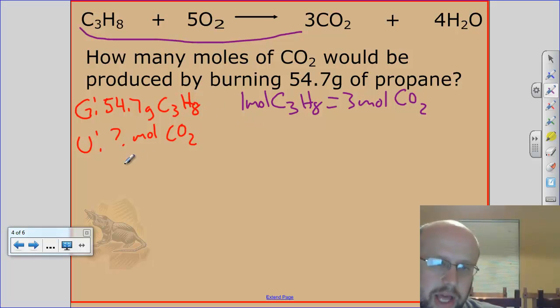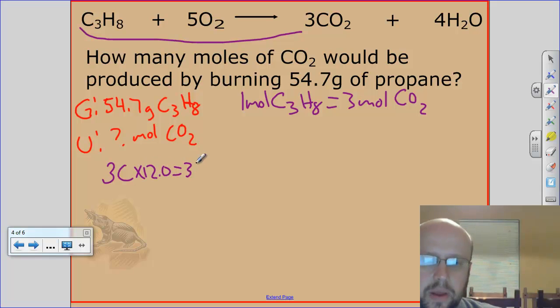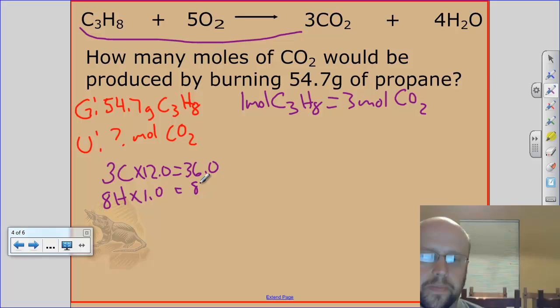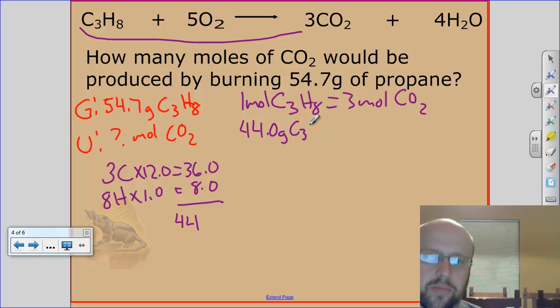You calculate all that out, and I'll do one more. After this, I don't think I'm going to do all the molar masses for you because you should know how to do them at this point. So 3 carbons times 12, that's from the periodic table, 36. 8 hydrogens, hydrogen is 1. So 8 times 1 is 8. Add all that up and we get 44. And what does that mean? It means 44 grams of propane equals 1 mole of propane.